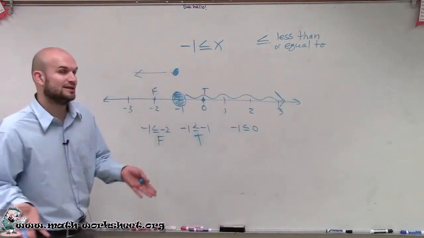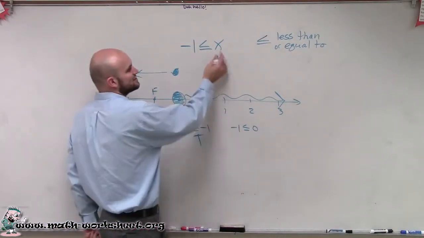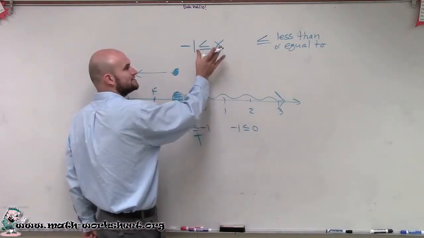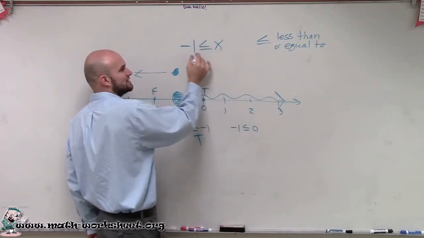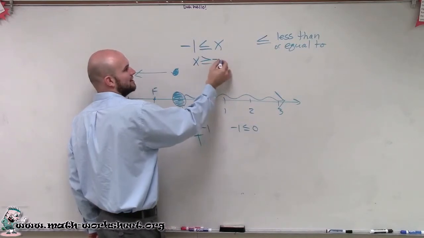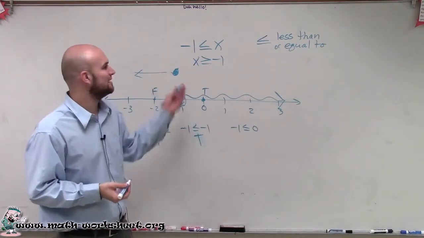All right, and the other way, ladies and gentlemen, you can do this, if you like looking at which way the arrow is pointed, is to always just rewrite your inequality so you're solving for the x. So it says x is greater than or equal to -1, so that would look like this. So there you go, ladies and gentlemen. That is how you solve and graph an inequality.